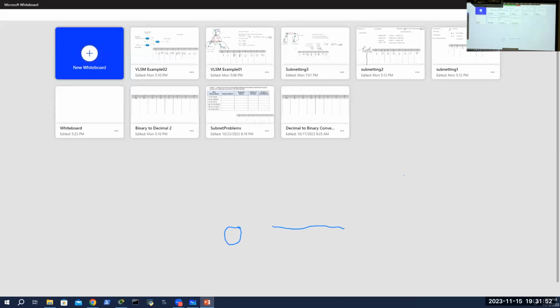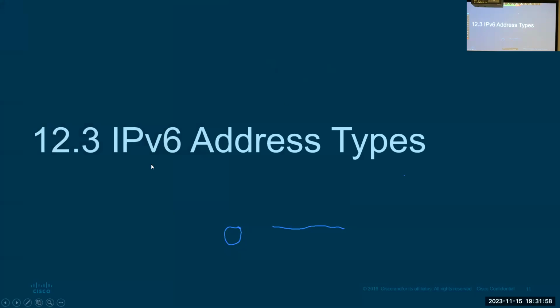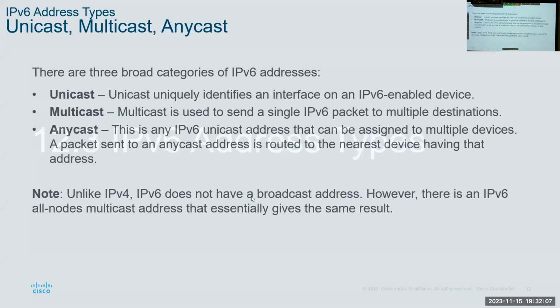That's IPv6 address types, that's where we're at. All right, so unicast, multicast, and anycast.